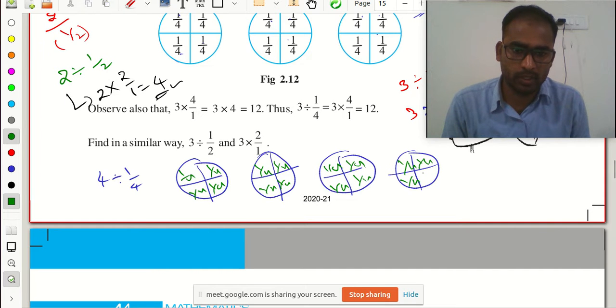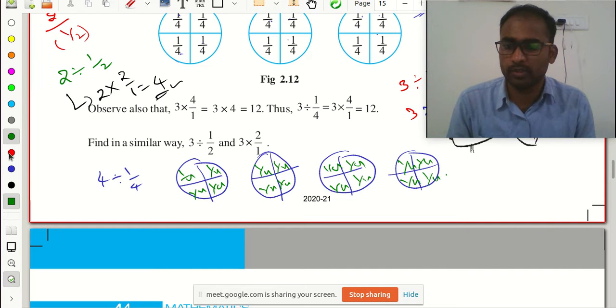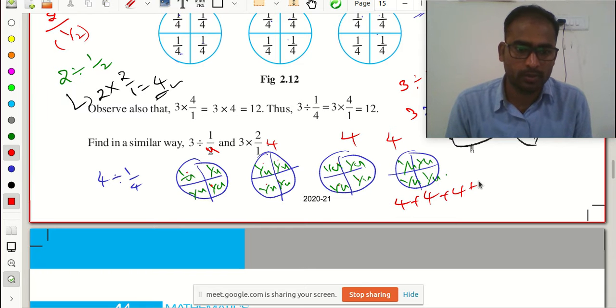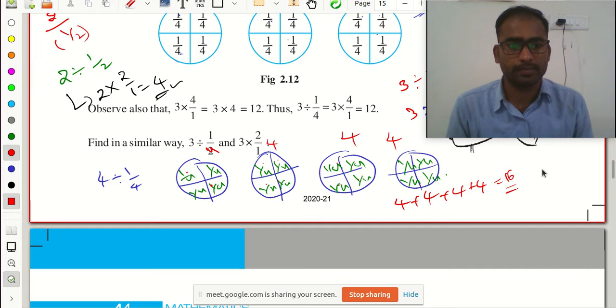This is a very important concept, that is why I am teaching with more number of examples. So here, how many? 1, 2, 3, 4. Here 4, 4, 4, 4. So 4 plus 4 plus 4 plus 4 is equal to 16. Is this clear with you all?